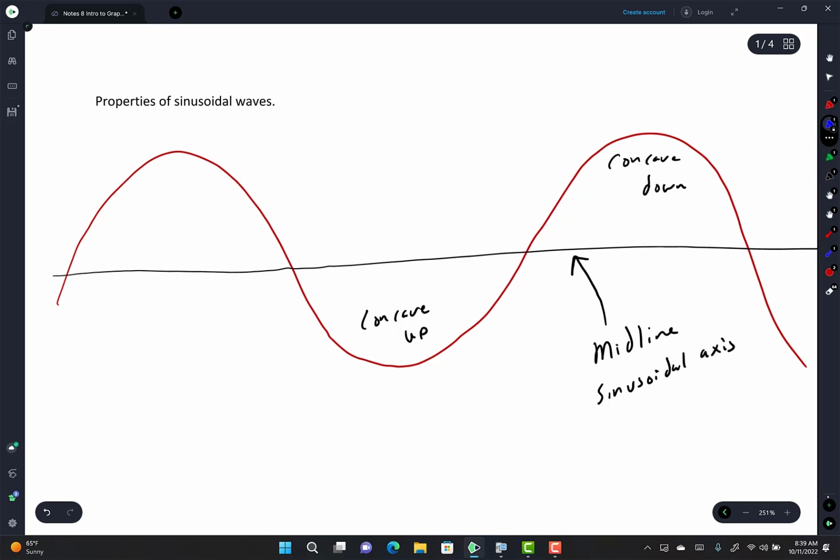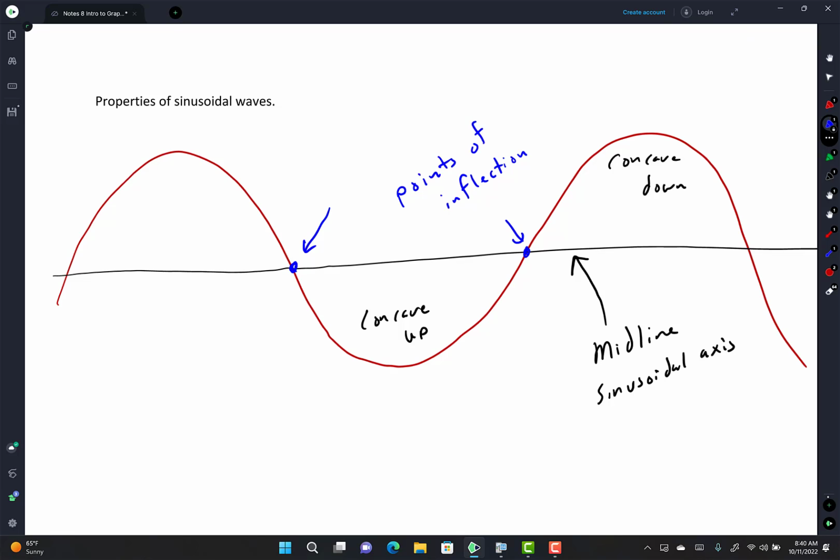These points right here are called points of inflection. They call them points of inflection because it's a point where you change concavity. That's what an inflection point is. So put that down in your notes, guys. The point of inflection changes concavity.